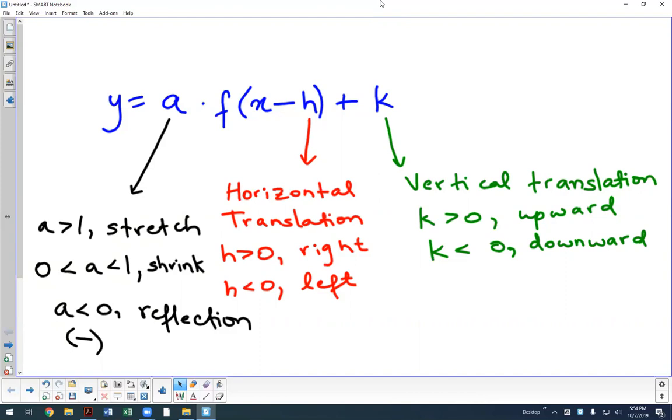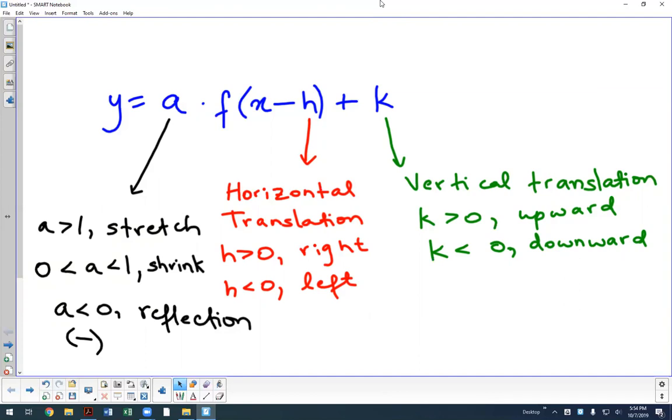So that means if the h value itself is positive, you should move to the right. If the h value is negative, you move to the left. But you are going with the opposite sign. So when it says x minus 3, that means 3 itself is a positive number, move to the right. If it says x plus 3, that means 3 is a negative number and you're moving left. So only for the h value, the horizontal translation, you have to go with the opposite sign. K is straightforward. If the number k is positive, your graph moves up. If the number k is negative, your graph moves down.